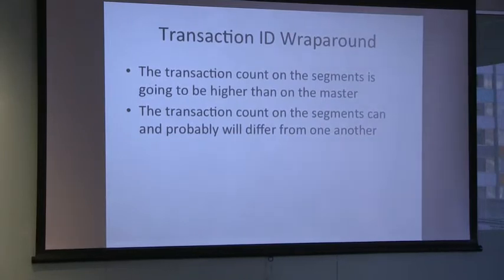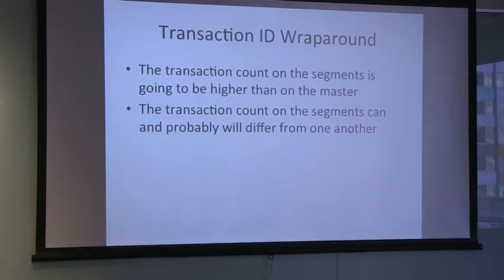Okay, so remember that Greenplum is a distributed system, right? So you have a bunch of databases that are running on the segments and a database that's running on the master. So the transaction count on the segments is going to be higher than the master, right? That makes sense because all the work is happening in segments.